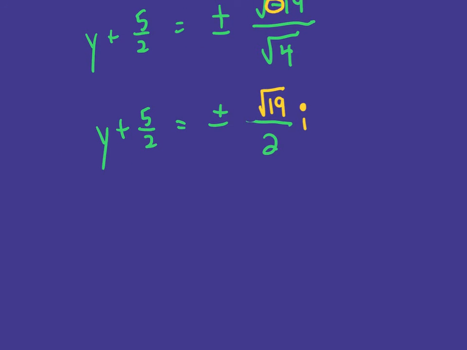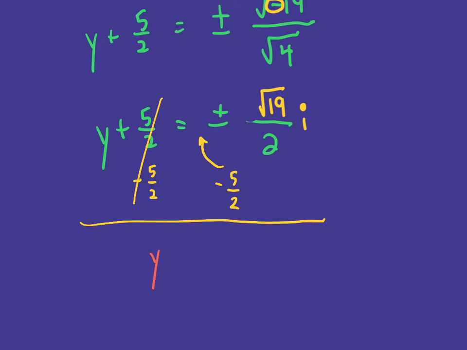So once you've done those simplifying steps, you'll just want to get y by itself. So we'll subtract this 5 over 2. Make sure you put that in front of the plus minus. So we've got y equals negative 5 over 2 plus or minus square root of 19 over 2i.